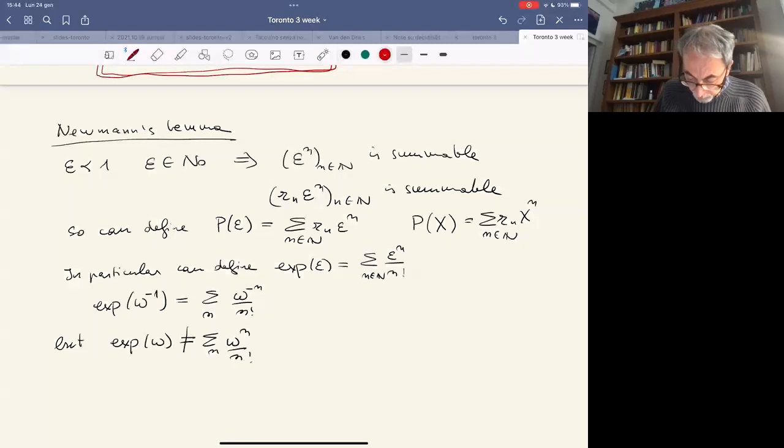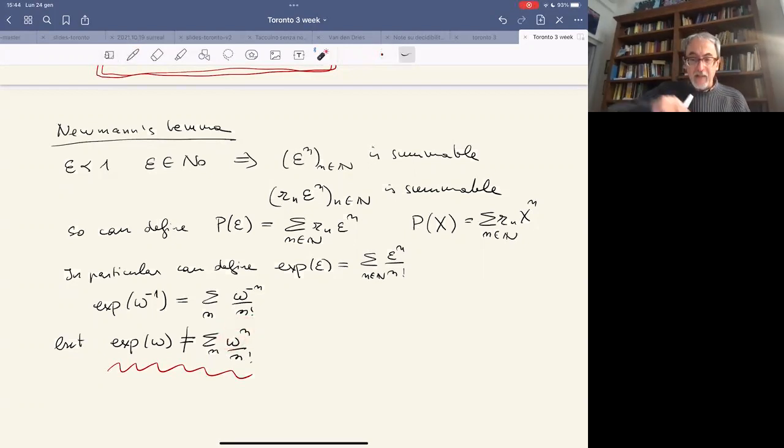But this is wrong. This is wrong. You cannot define exp of omega via the Taylor series. Why? Because in this case, omega to the n is an increasing sequence. The tail should become smaller and smaller, not bigger and bigger. So this is not summable. Omega to the n is not summable, but omega minus one to the n is summable.